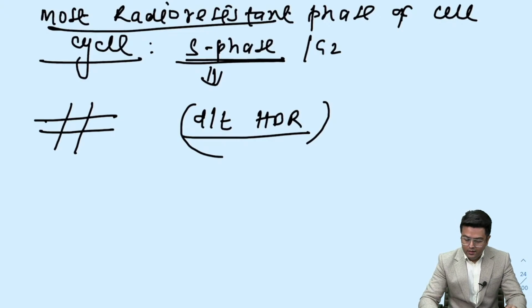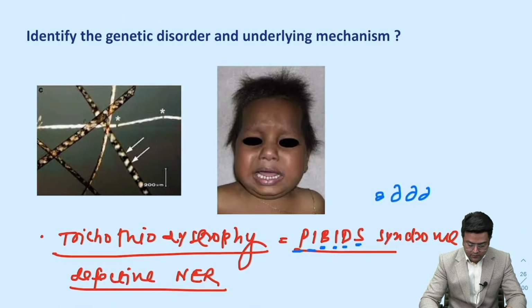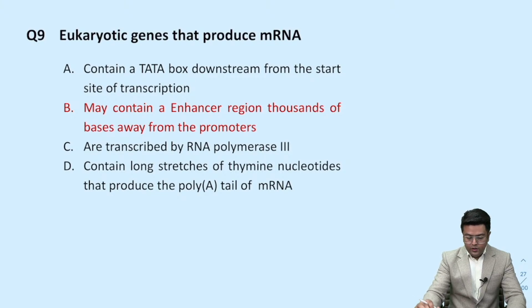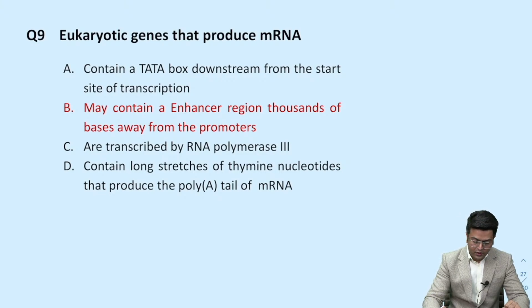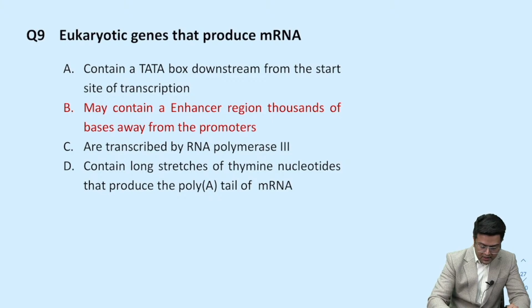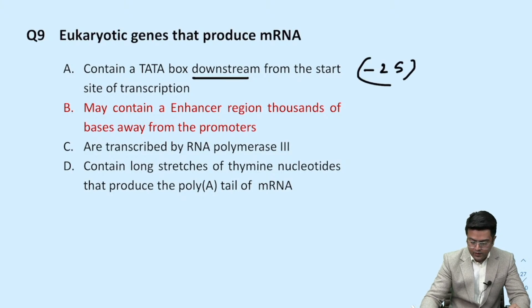Yeah. Let's move to our next question. Eukaryotic genes that produce mRNA. So guys, this was again a question from 1.5 years back. First option: contains the TATA box downstream? No guys, this is upstream, right? The TATA box is present at around -25 in eukaryotic genes.